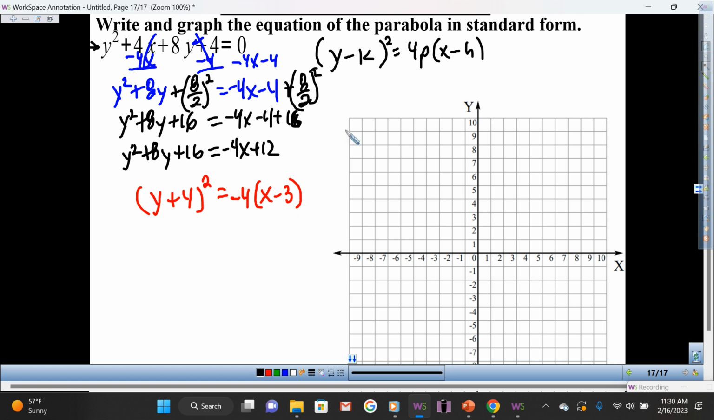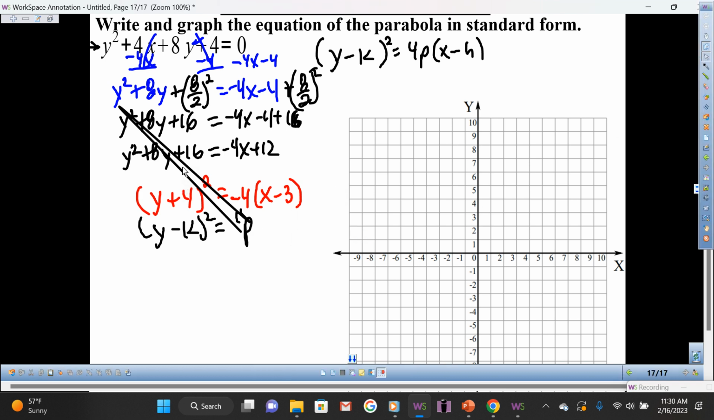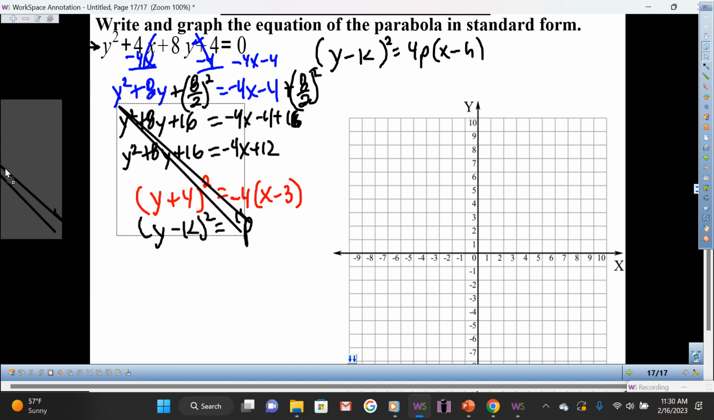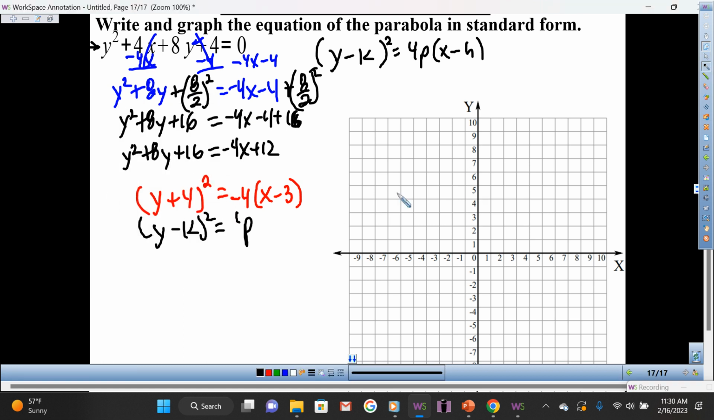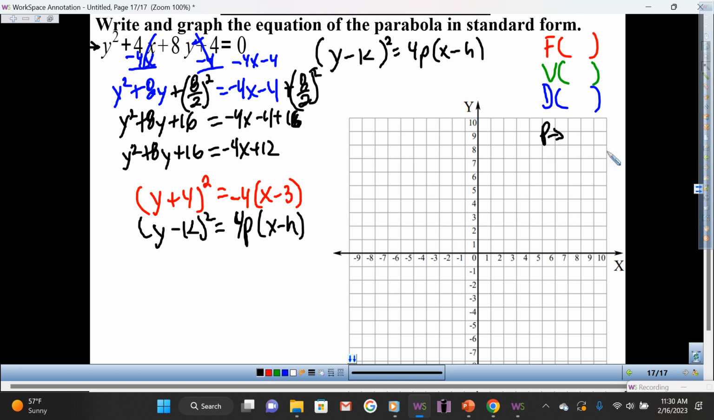All right, and then we write our general rule right beneath it, the standard form. Y minus k squared equals 4p times x minus h. So we're going to write over here F for focus, V for vertex, D for directrix point, and P for the distance between the points.